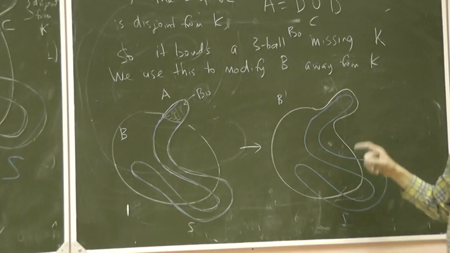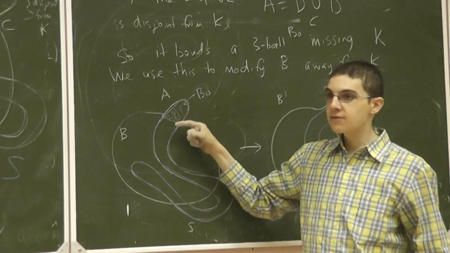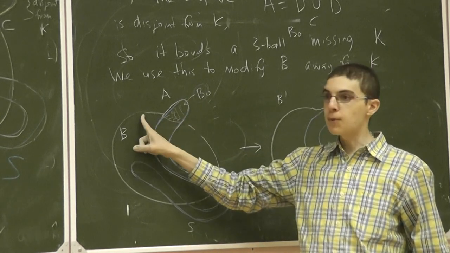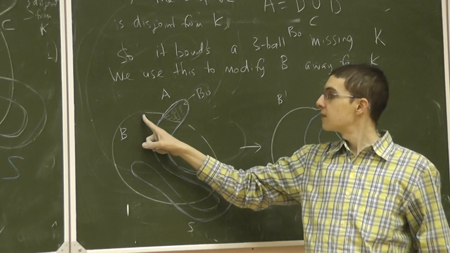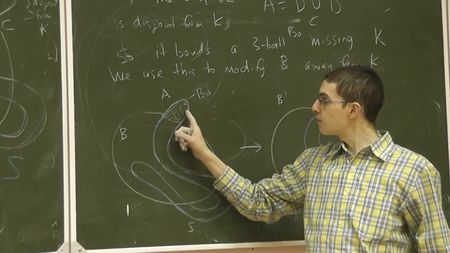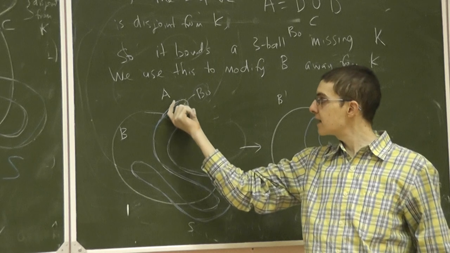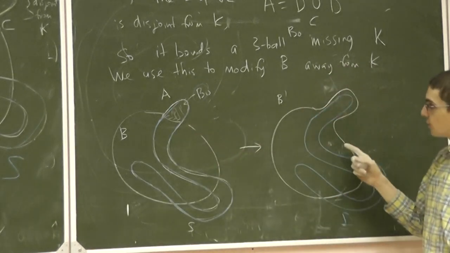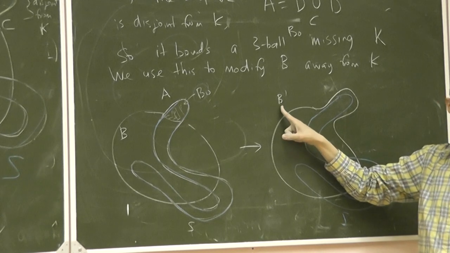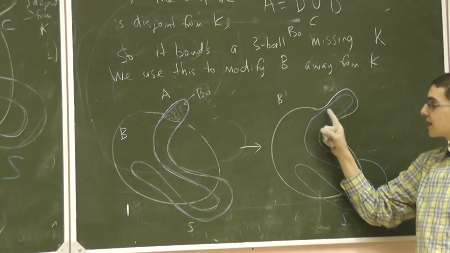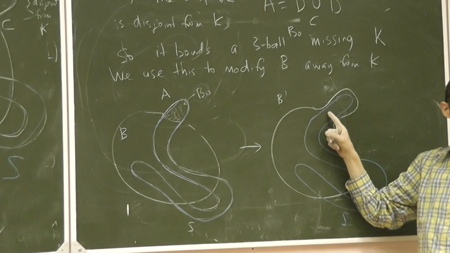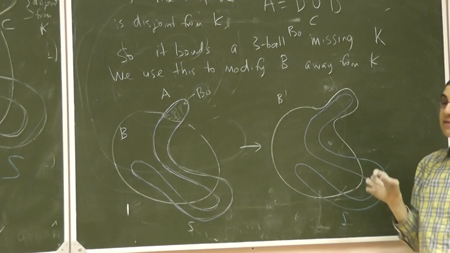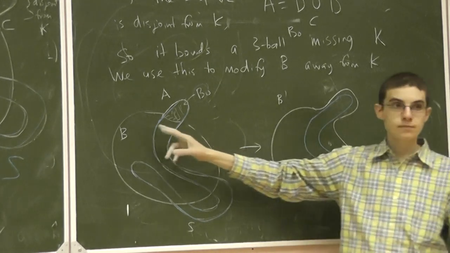So do you see what happened? This is happening away from the knot K. So I just modified the ball we started off with, just by, if you like, adding this extra three ball. So now what we get is a new ball B prime, which no longer intersects the surface along that curve, the two sphere along that curve.